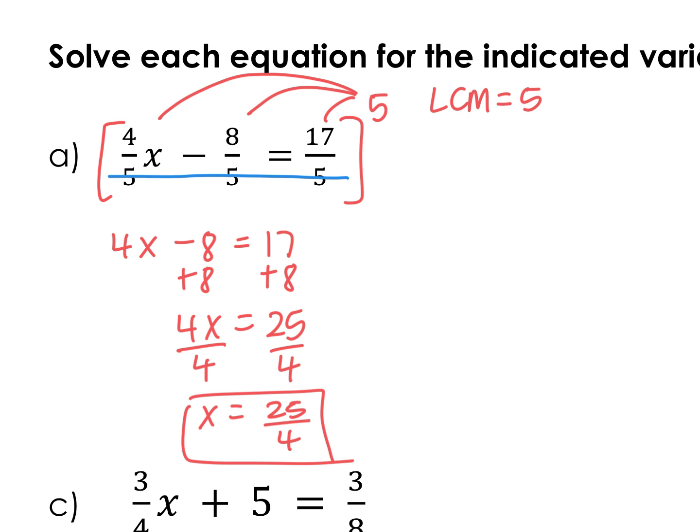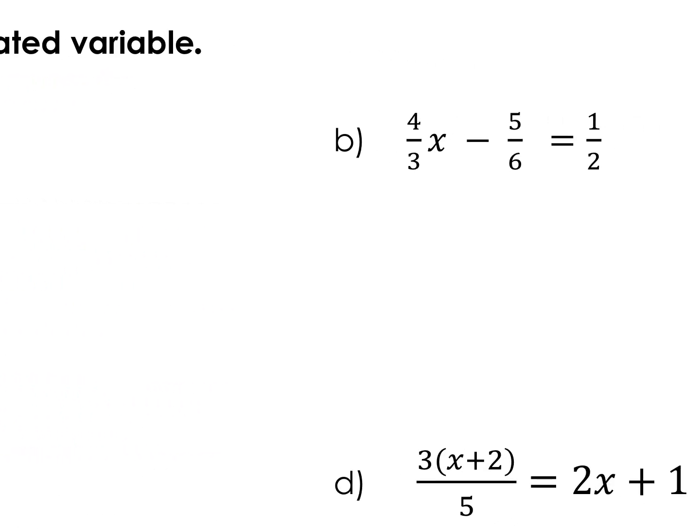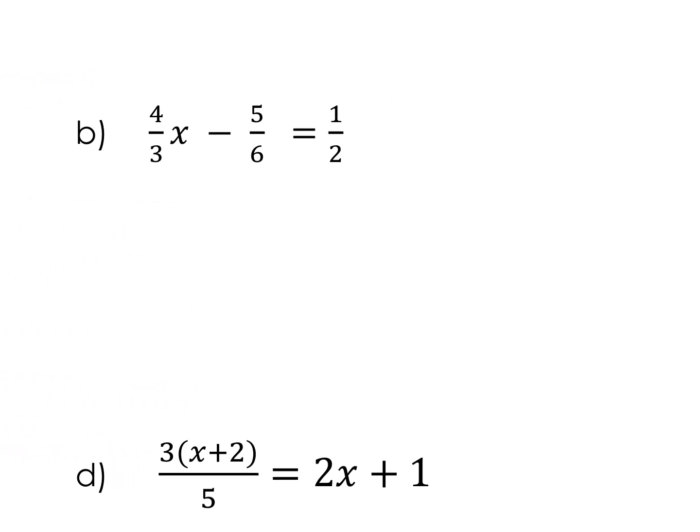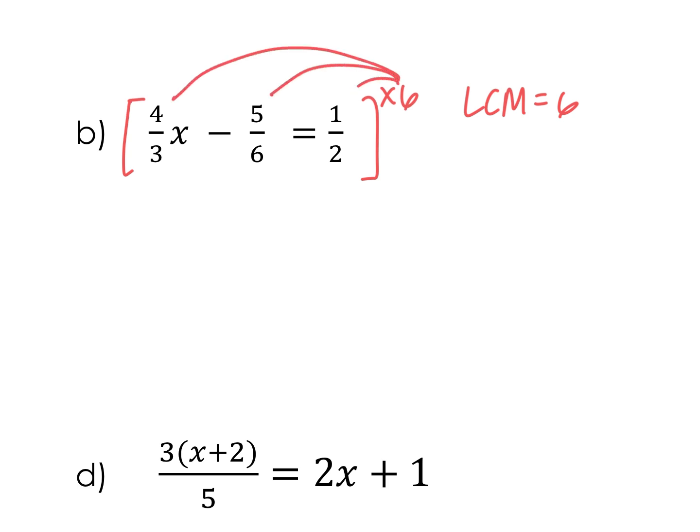Let me do the next one, and then let's see what you think. For this one, all the denominators are different. Look at B. We have denominators of 3, 6, and 2. So what is the LCM here? 6. So we're going to multiply everything by 6. This one, this one, this one. Think of it like the lowest common denominator.